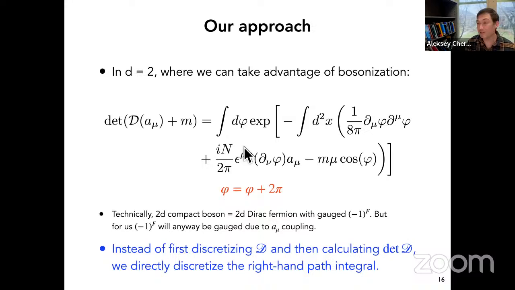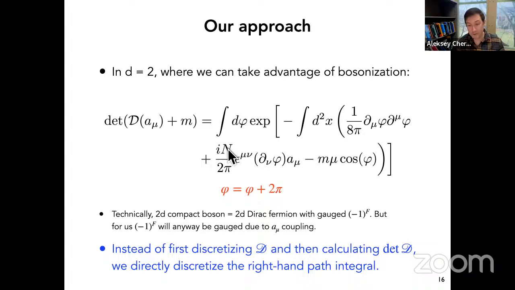action. M is the mass term, A is the U1 gauge field that I had floating around, because ultimately I want a coupling to a dynamical U1 gauge field, and there's a typo. Earlier I had Q everywhere, this was supposed to be Q as well, this N parameter. And mu is some normalization scale. Now, I should say technically, a 2D compact boson is dual to a 2D Dirac fermion with gauged fermion number, not quite to a 2D Dirac fermion. However, for us, my fermion number is anyway gauged. So that's fine, not an issue.